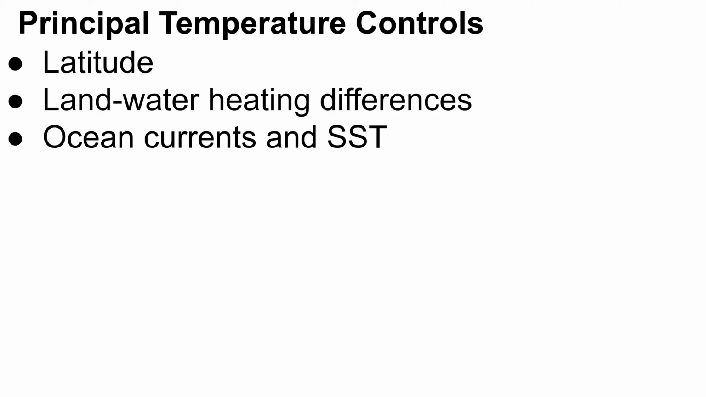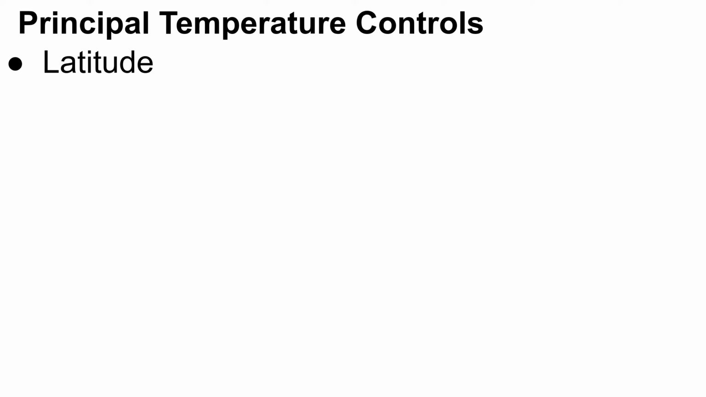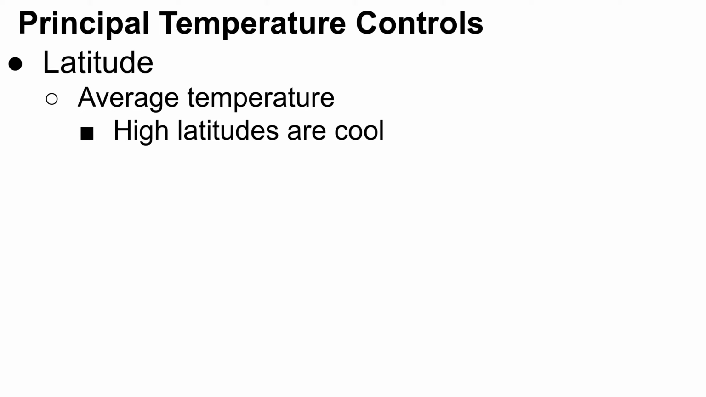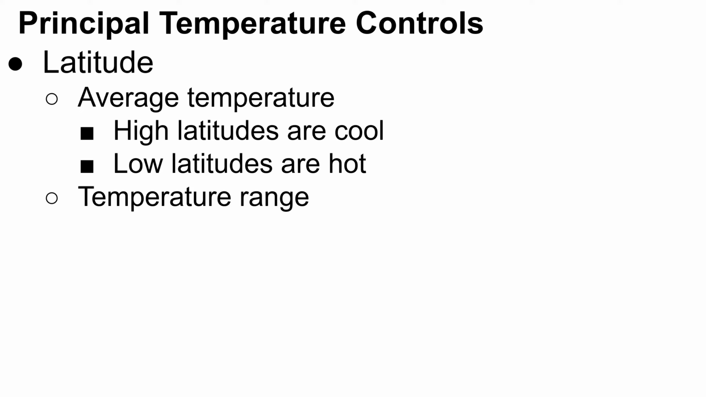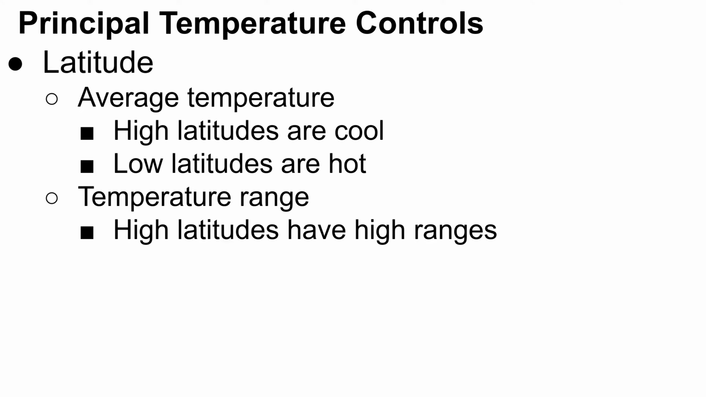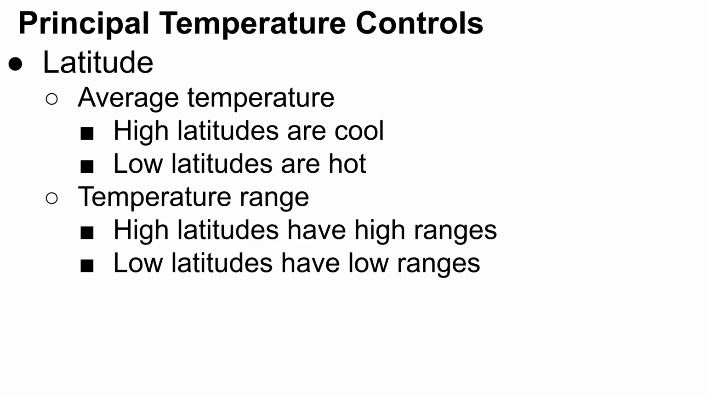Ocean currents, I'll talk about that in a minute. Elevation, it's cool to be high. High elevation, it's cold. Also, the daily range increases, but the increase in elevation doesn't really affect the annual range. So latitude, it affects average temperature. High latitudes are cool, like the poles are cold. Low latitudes, the equator, it's hot. Latitude also affects temperature range. High latitudes have high ranges. Low latitudes, like the equator, have low ranges.